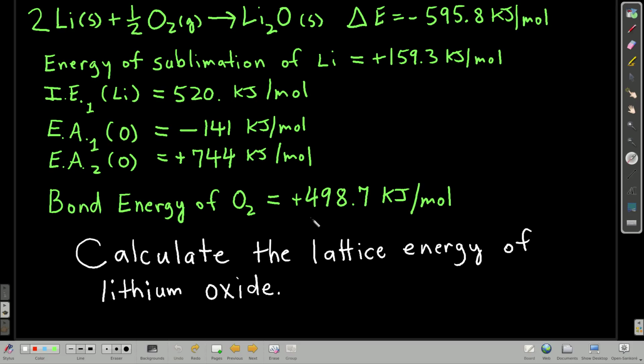So let's do a problem. Here it is. We want to find the lattice energy for lithium oxide right here, and we're given this information. We're given the energy of formation of lithium oxide. This is almost always what you're given, or what you can look up. The energy of sublimation for lithium, the first ionization energy for lithium, the first and second electron affinities for oxygen, and the bond energy of the oxygen molecule. All right, so why don't you pause the video and see if you can work this out, and then check it against what we did over here.